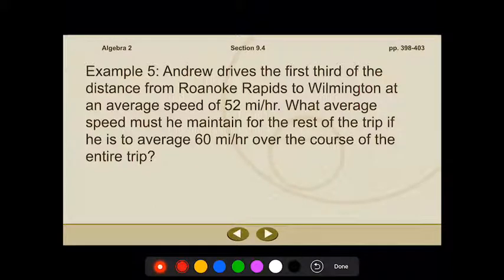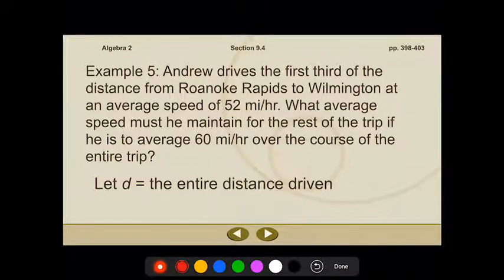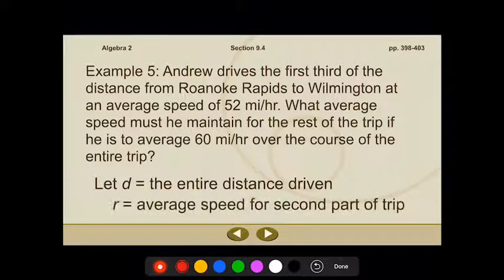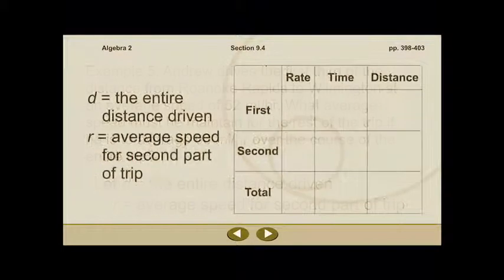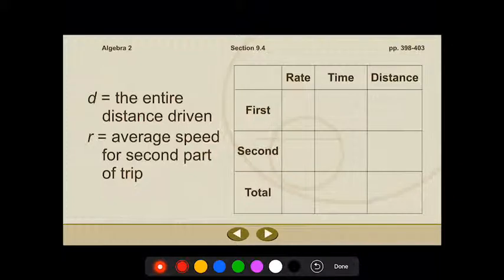So pretty practical for us here in North Carolina, Roanoke Rapids to Wilmington, how long it's going to take. So the way we set this up is D is equal to distance. That's the entire distance. R is the average speed of the second part of the trip. And then we can set this up in an equation. So you have the first part, the second part, and then the total trip. So make that chart just like we did here. Rate times time equals distance.